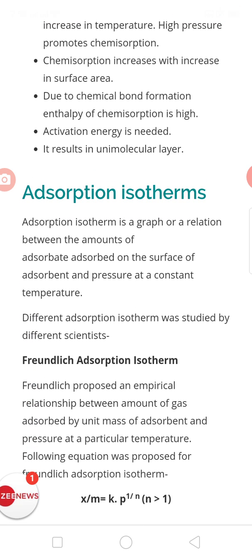Thank you, student. Today's lesson is types of adsorption and their characteristic features and differences.